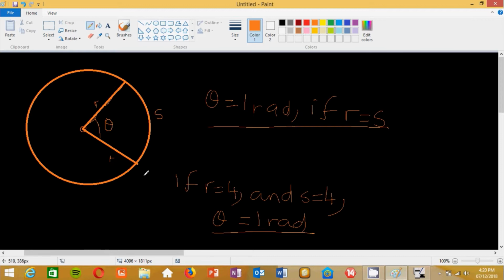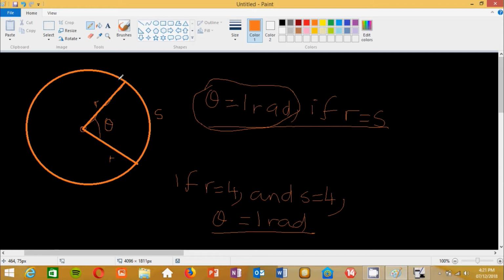This entire length here is the circumference of the circle. This chunk here that we're taking on the circumference, this is the arc of the circle. This is known as the arc, and we give it the letter S, and the radius we give it the letter R. So if the length of R is equal to the length of S, then this angle theta here, that is defined as 1 radian.